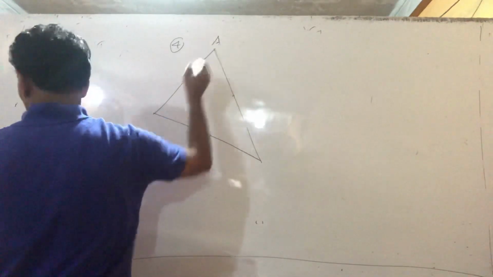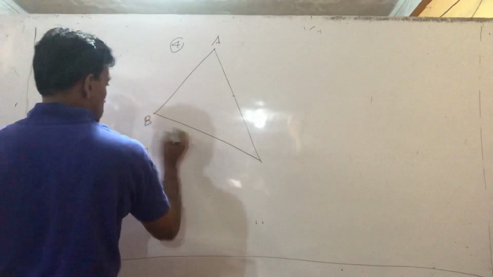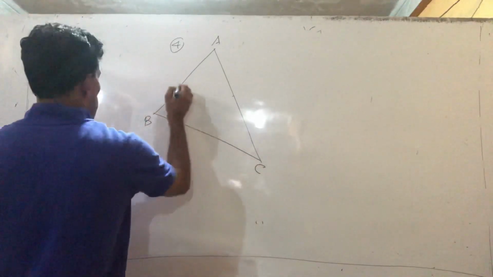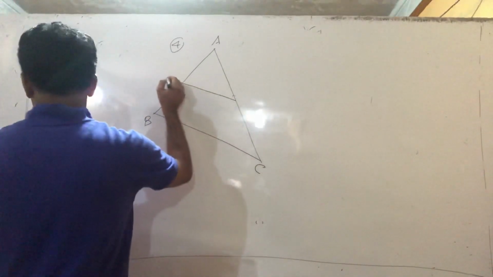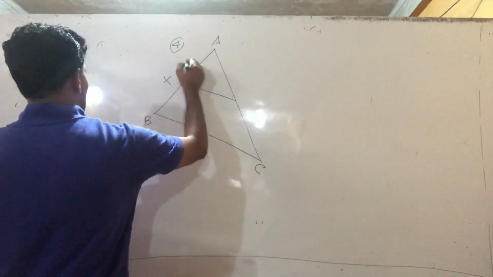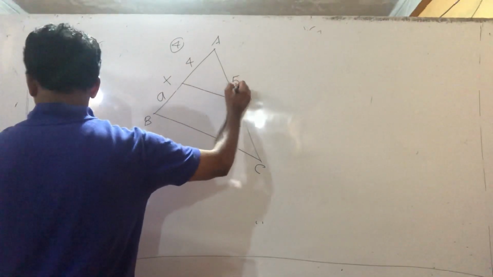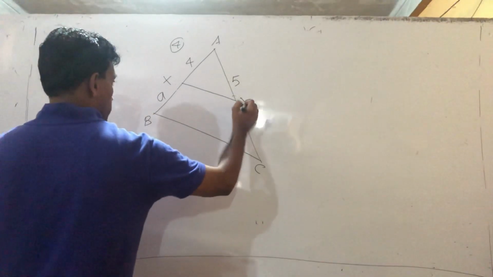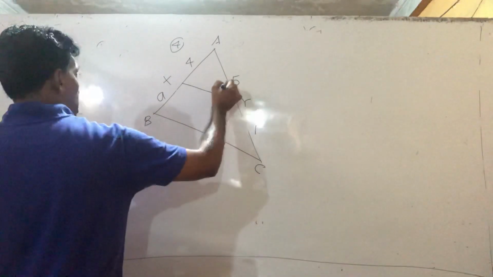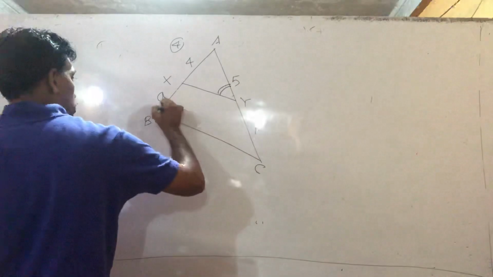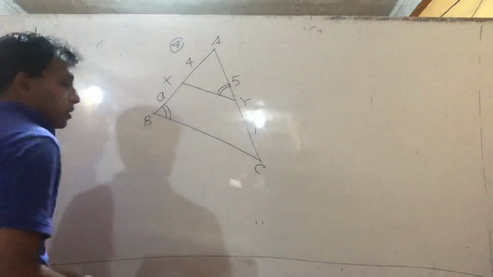A, B, C, X. Here 4, this is A, here 5, here is Y, here 1. They mark this angle equal to this angle.